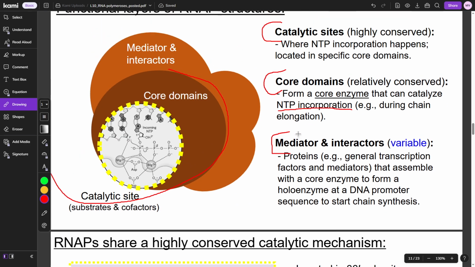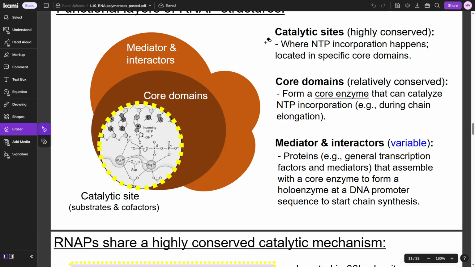The last part is the mediator/interactive domain. So that's the final outer portion here. And this portion is highly variable, because different organisms have different transcription factors and different binding proteins that assist different RNA polymerases with binding to DNA to perform transcription. To reiterate, different organisms have different proteins that regulate transcription.